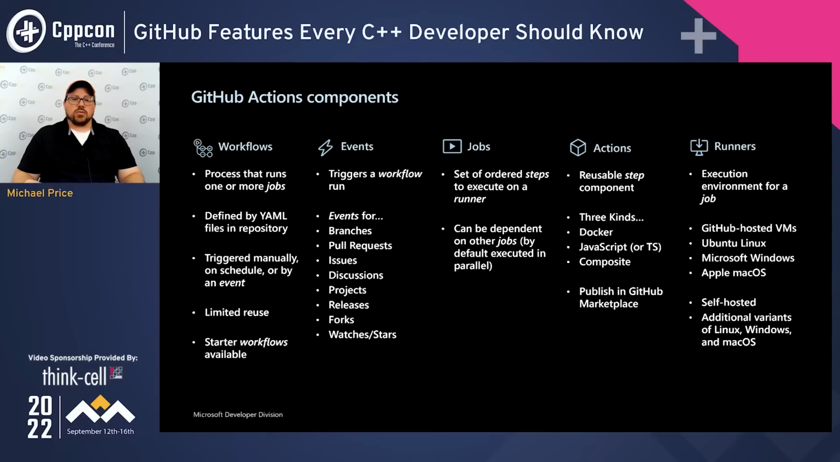And then finally, runners. A runner is the execution environment for a job, okay? GitHub offers runners in their cloud environment, so you don't have to manage that infrastructure yourself. They can run on Ubuntu Linux, Microsoft Windows, or Apple macOS. But there's also a self-hosted runner capability where you can download a runner agent to any machine that you want, with some caveats, and actually get it hooked into the GitHub Actions system that way.